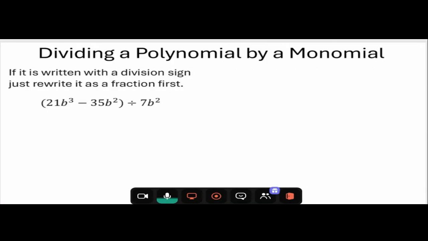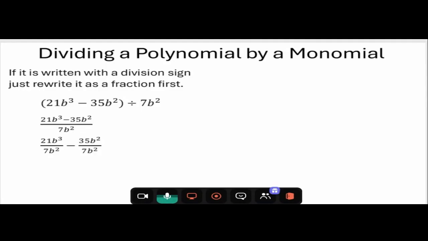Now, if they write the division with a division sign, just rewrite it with a fraction sign. Why don't you try that one? Okay, so again, we see they wrote this with a divided by sign, but we just rewrite it as the same thing with a fraction. And let's separate those out now. So we've got 2 terms on the top, 1 on the bottom. We separate them into 2 separate pieces. And now let's go bit by bit.